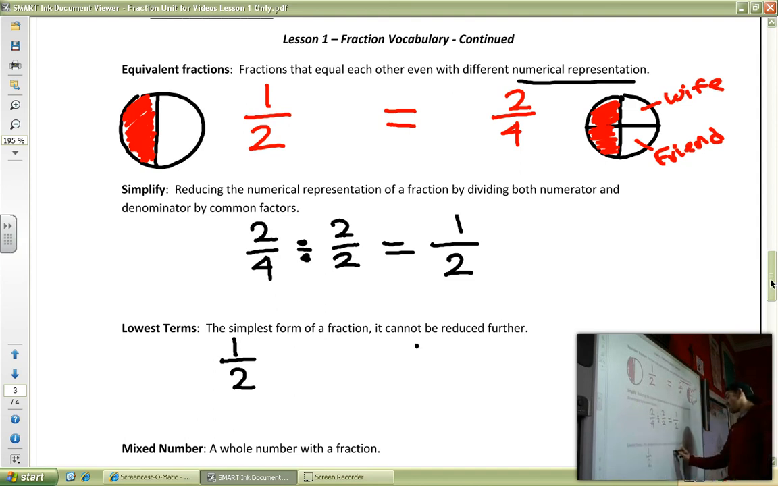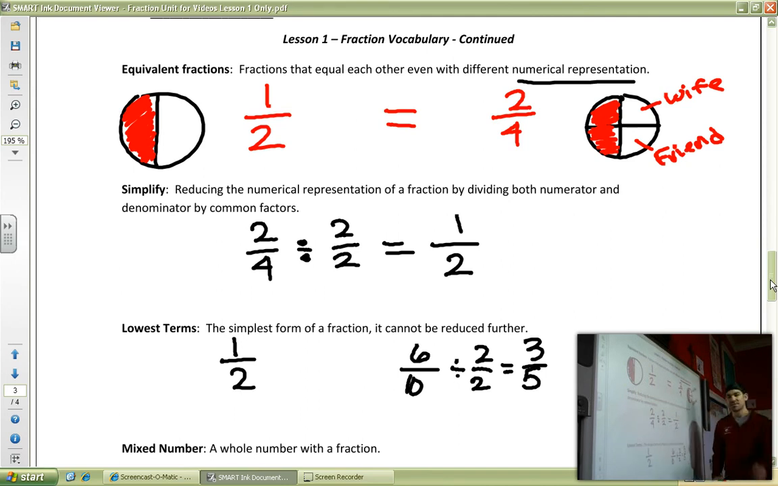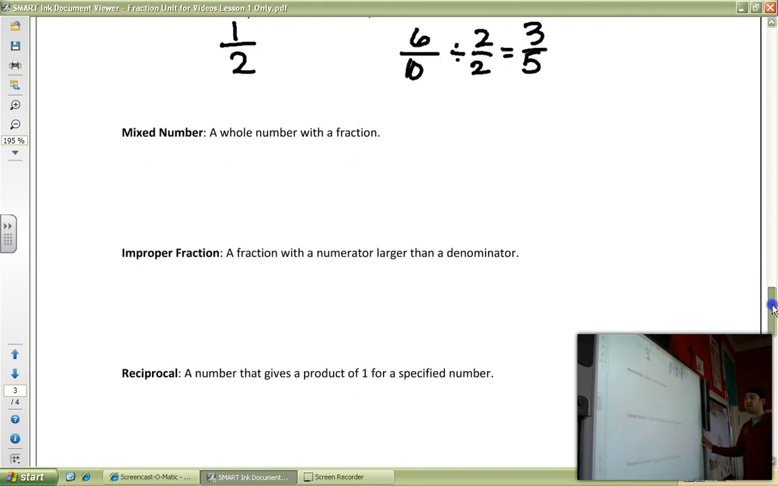Let's look at another one real quick. I'm going to do 6/10. Okay, a common factor that they have is 2, divided by 2. I'm going to get 3/5. Okay, 3 and 5 have no more common factors except for 1, but that won't actually reduce. So it is in lowest terms. Okay, we cannot simplify or reduce it anymore.